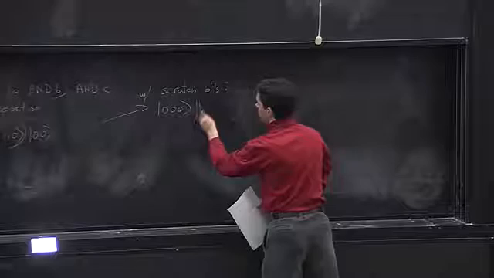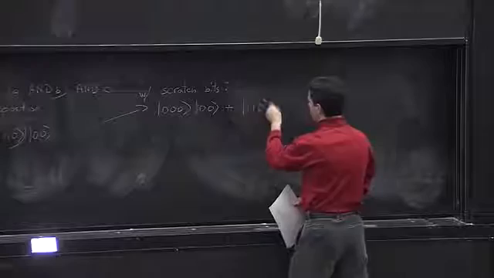But then the case where we have 1, 1, 0, well, the AND of the first two bits is 1. And the output is also 1.